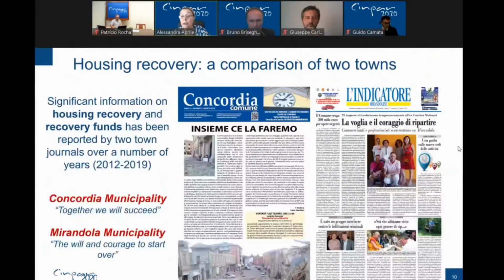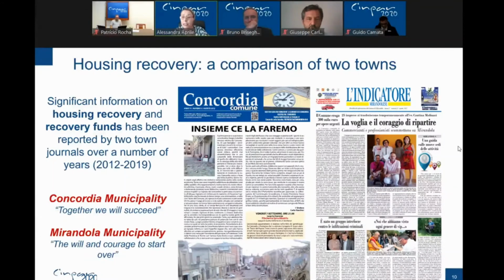It's very difficult to find information concerning housing recovery. Significant information on housing recovery and recovery funds has been reported by two town journals over a number of years, specifically from 2012 to 2019. And I'm talking about the Concordia and Mirandola municipality journals.